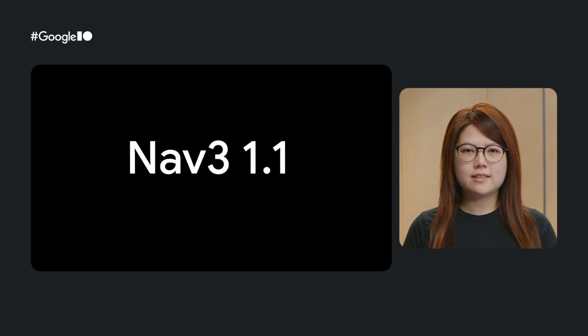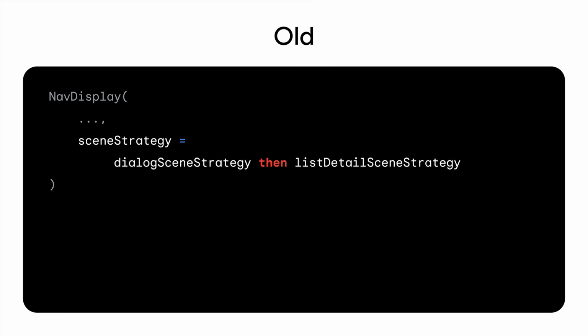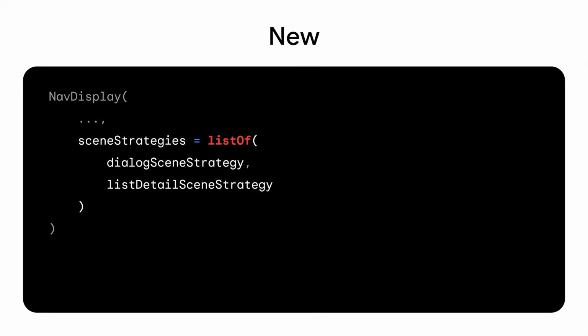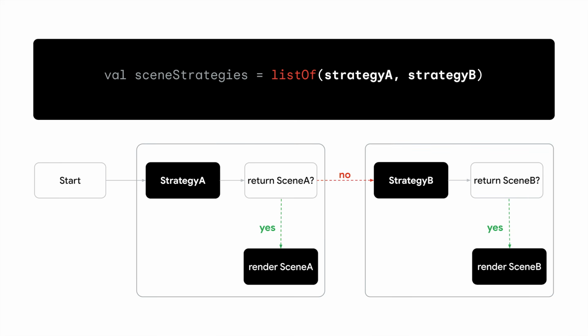In our 1.1 release, we listened to your feedback and made several improvements to our APIs. In the past, scene strategies used to be passed in as a chain of strategies linked by a then infix. However, it was named as a singular scene strategy, and the then infix was not discoverable. So, in 1.1, we renamed the parameter to a plural scene strategies, and now it takes a list of strategies. But remember that order still matters here. As mentioned, the first strategy that returns a scene becomes the dictating strategy, and strategies are evaluated by the order they are added to the list.